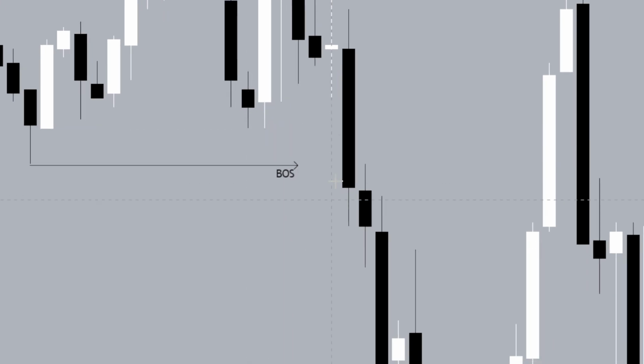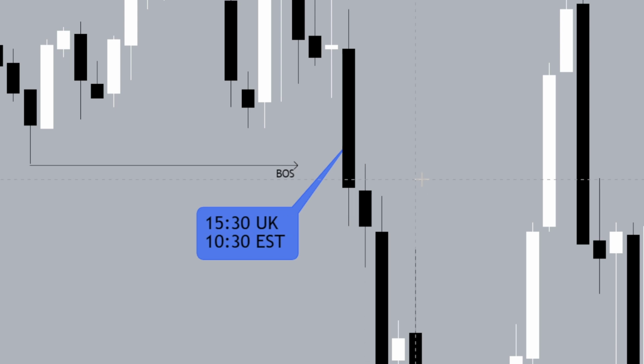This is rule number 1, ticked, breaker structure. The second rule we want to identify is a fair value gap, and that's this candle over here. So this candle printed at 3:30 or 15:30 UK time, which is the equivalent of 10:30 Eastern time. So you have to ask yourself, is this a time-based fair value gap? Is time matching up with price?